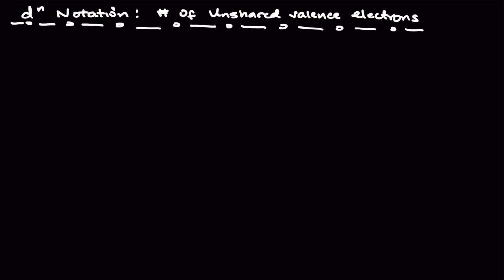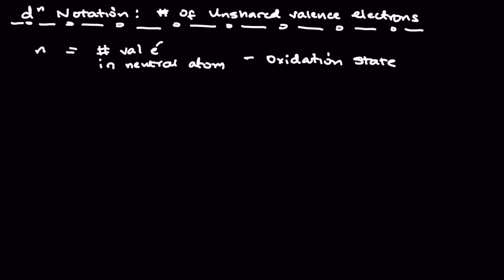Another important property to understand when you look at an organometallic complex is how many unshared valence electrons there are, so we want to know how many are not involved in any type of bonding. This is usually reported as d^n, where n is the number of unshared electrons. You can readily calculate that value if you know the number of valence electrons in the neutral atom. So if it was just a regular atom, how many electrons would be in the outermost shell? Then if you subtract out the oxidation state of that metal, that will give you the number of unshared valence electrons in that particular metal.